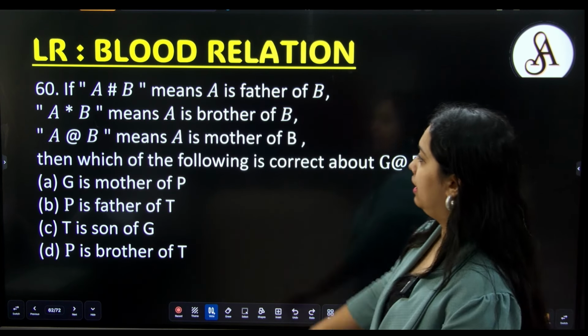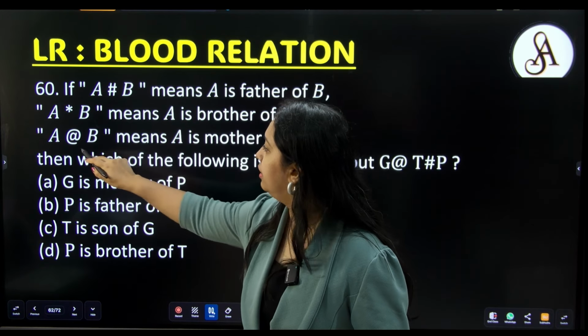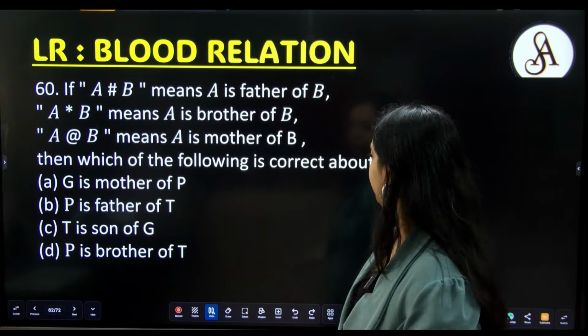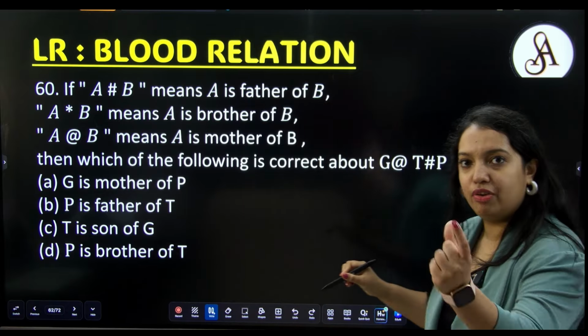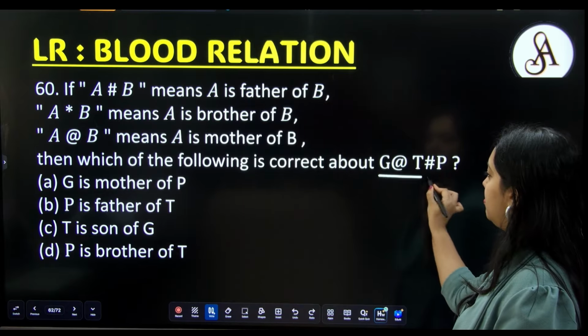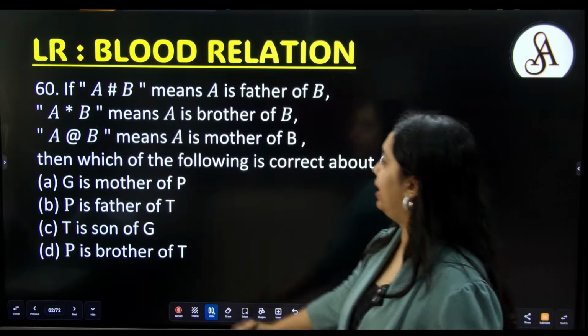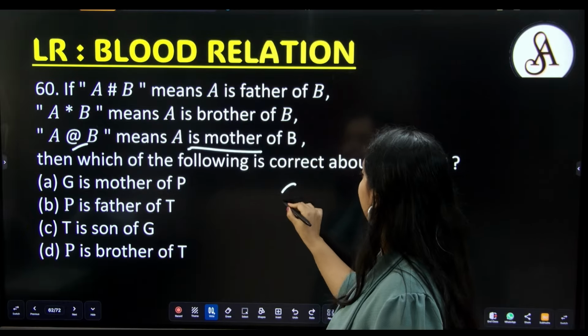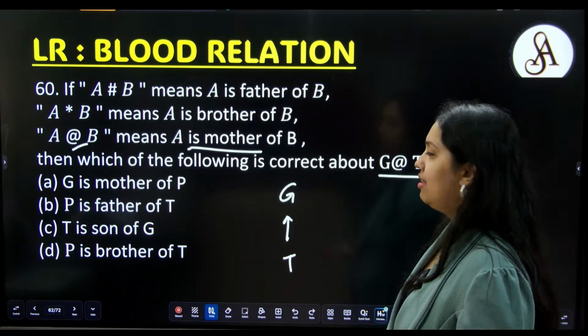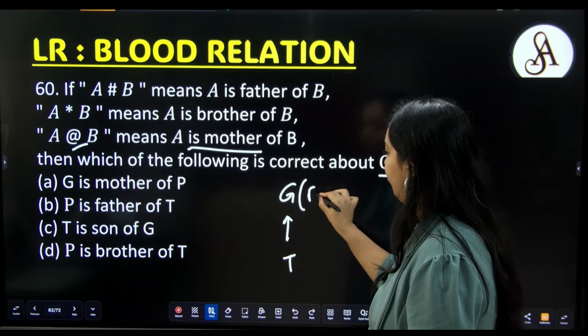Hash means father, asterisk means brother, at means mother. Which of the following is correct about this? We will take only two elements at a time. G, A. What do you mean by mother? So G at A, G is mother of P.